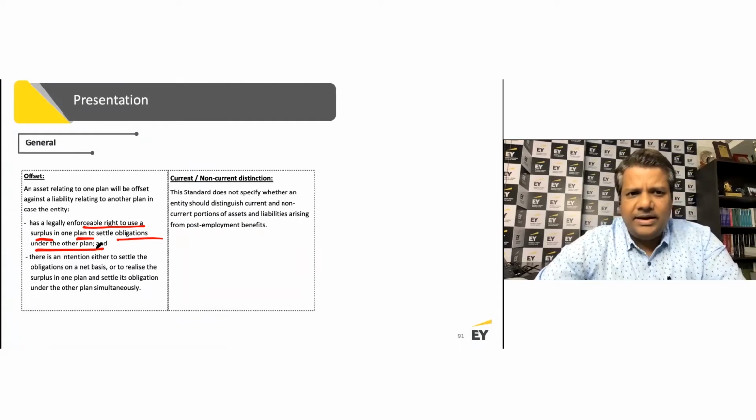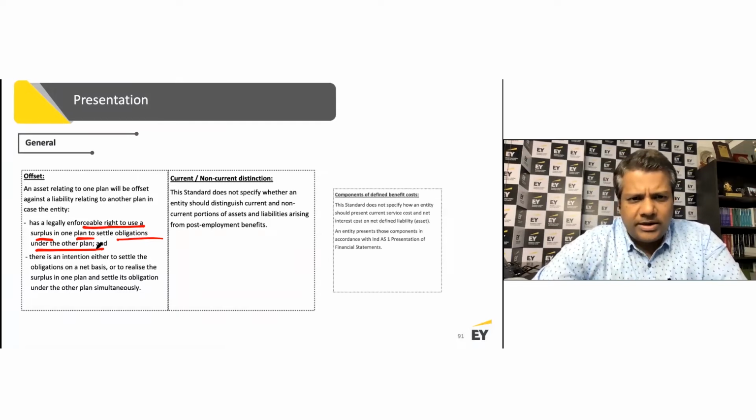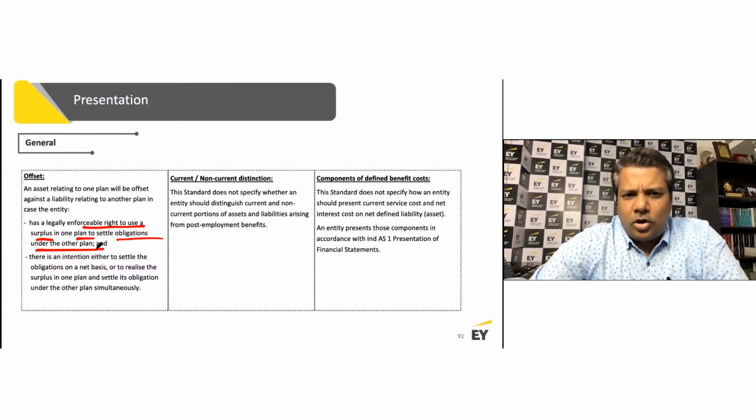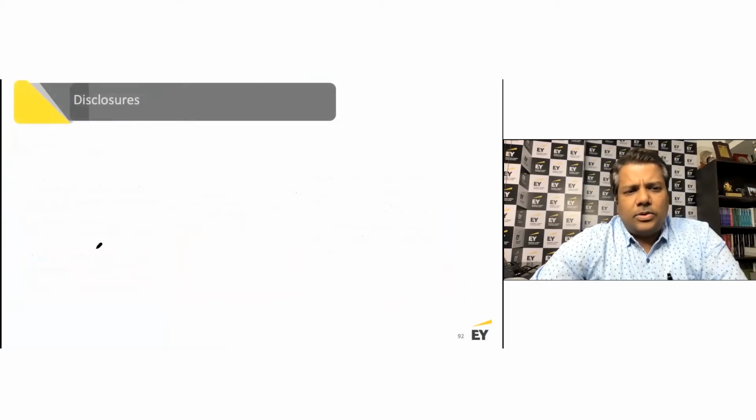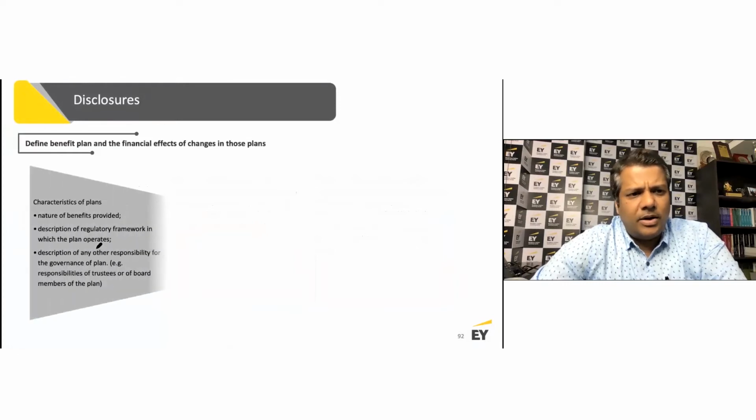You have to look at the current and non-current distinction, whether the entity should distinguish current and non-current portions of assets and liabilities. Most of this we see classified as non-current in nature. The components of defined benefit cost, you have to present those components in accordance with Ind AS 1. So there are a host of other disclosures you need to be careful about.